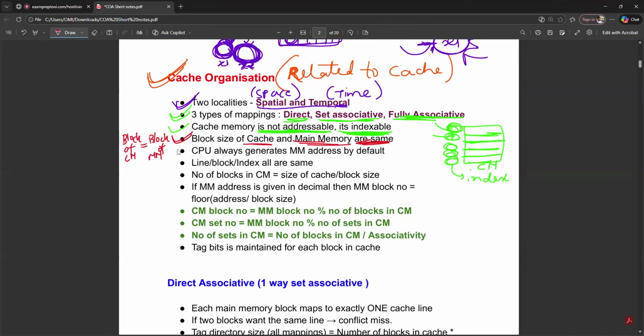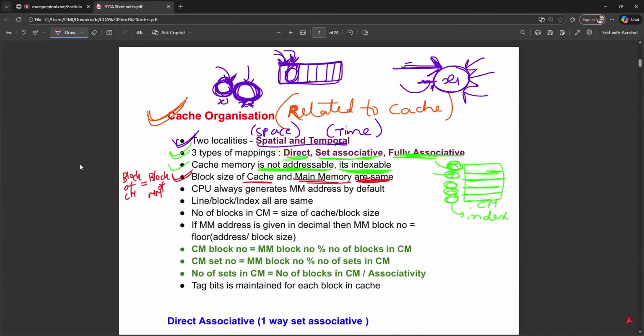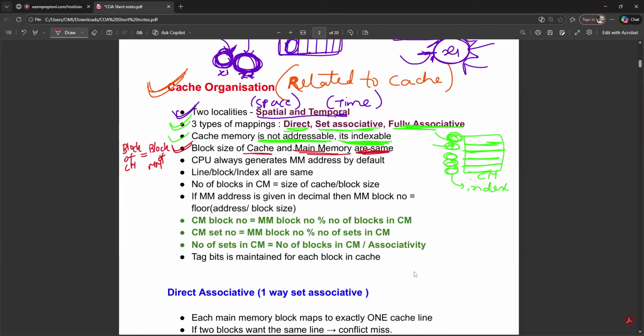Now, next point, the CPU always generates the main memory address by default. So you must know that there is a CPU, there is a main memory, and in between there is a cache. The CPU always generates the main memory address.